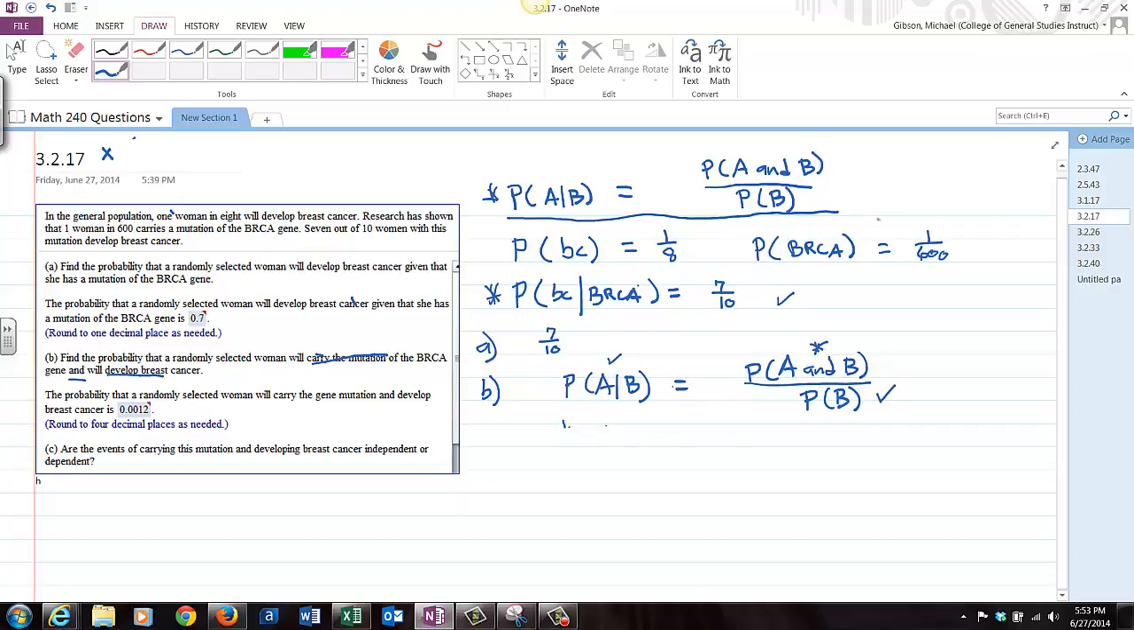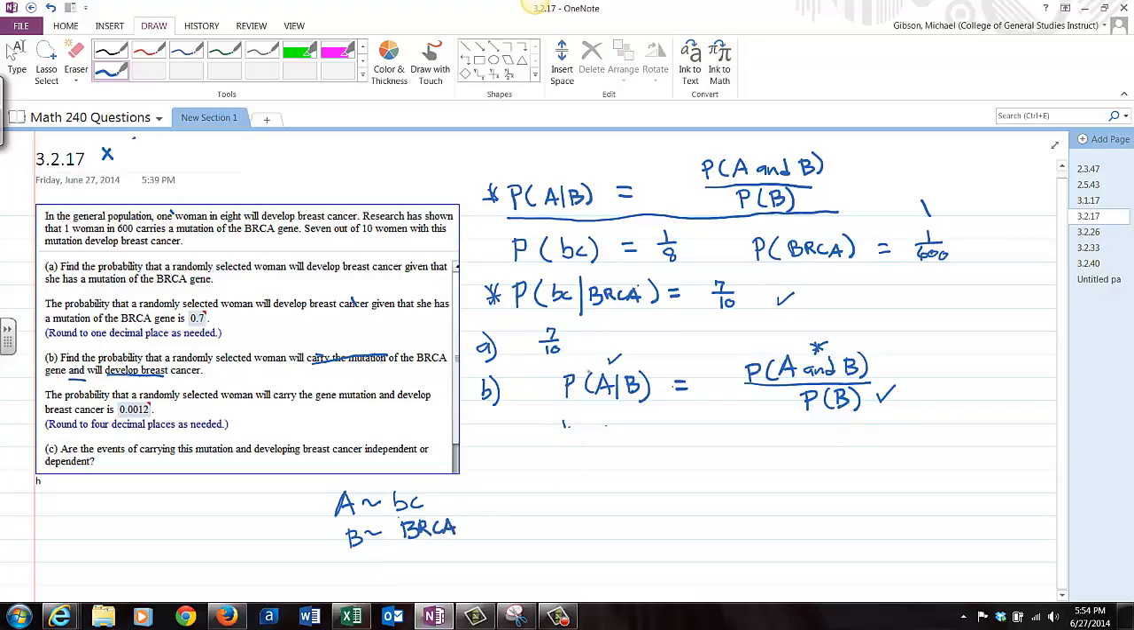So A and B, that is carry the mutation and develop breast cancer. Well, actually, it's develop breast cancer given that they have the mutation, right? So A, let's write this over here. A is going to be that they've got the BRCA mutation, and then B is going to be that they develop breast cancer. Actually, I just did that backwards. That is annoying. Okay then. So, A is going to be that the woman develops breast cancer. B is going to be that she has this BRCA mutation.